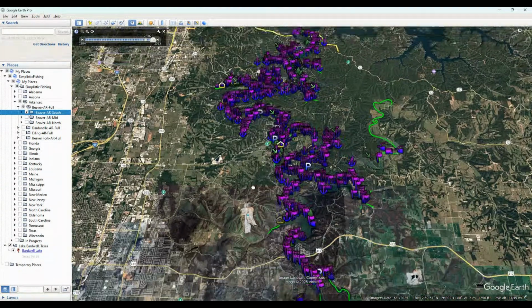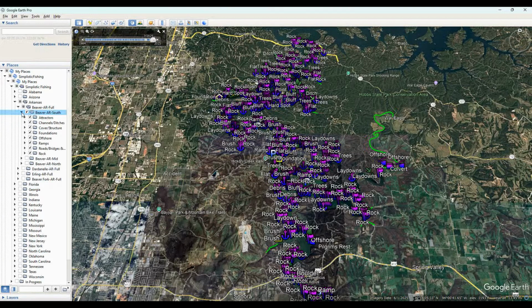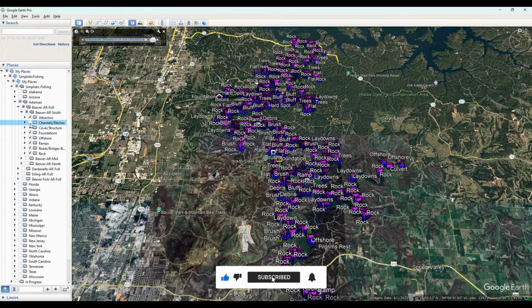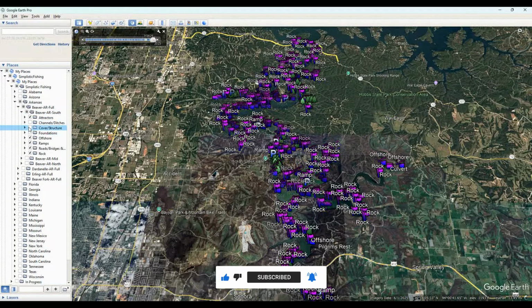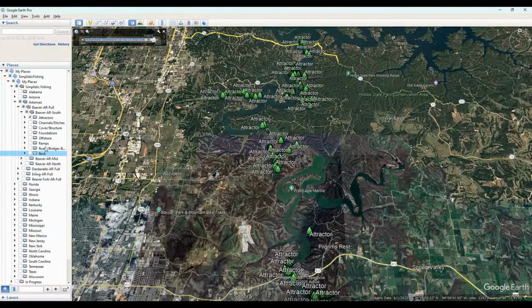So let's start right here on the south region, and let's talk about some of the cool stuff that we found here and some of the areas on Beaver Lake that you should really pay some attention to, based on what we found in the breakdown, that are probably going to be pretty interesting to you. First off, I want to start with the attractors. There are a lot of fish attractors out on Beaver Lake.